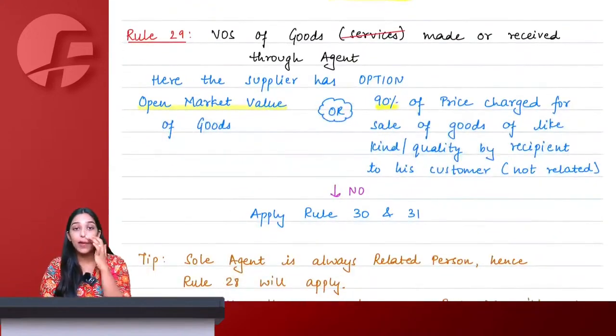Rule 29 talks about the value of goods made or received through an agent, not services, only goods.